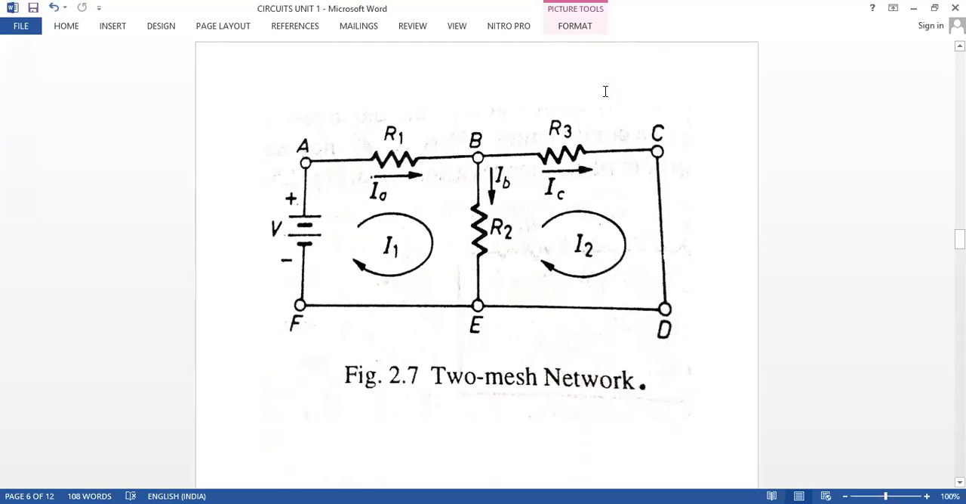And the current flowing through R3 is how much? Anyone tell me? I2, right. And R2 is present between mesh 1 and mesh 2, so it is I1 minus I2. Yes, I mentioned I1 and I2 are flowing in opposite directions. When we write the equation for mesh 1, we say it is I1 minus I2. When I'm writing the equation for mesh 2, I2 is assumed to be here.